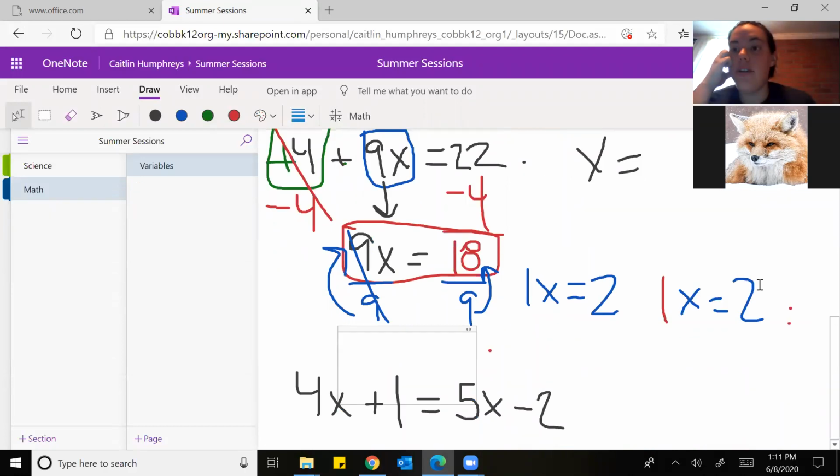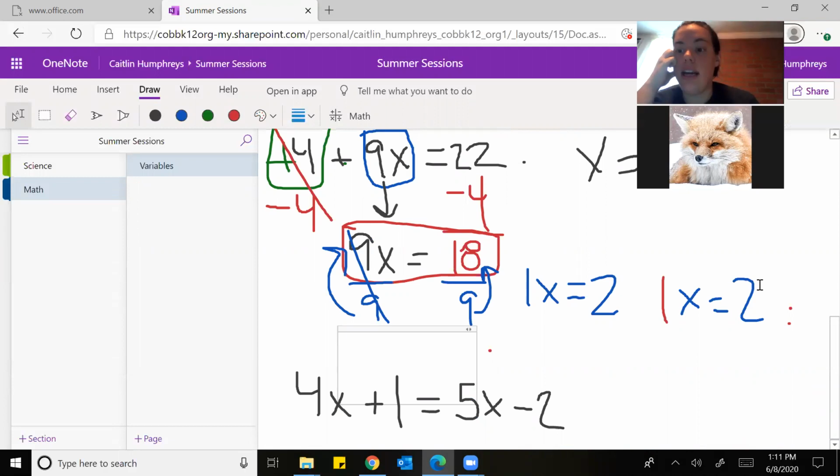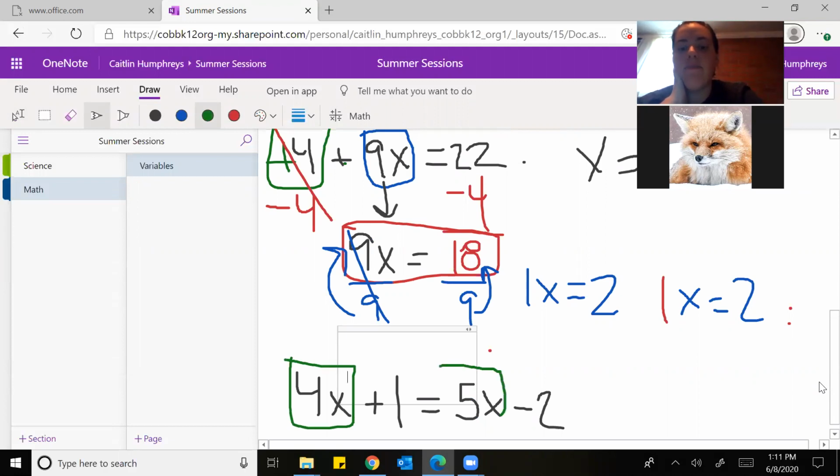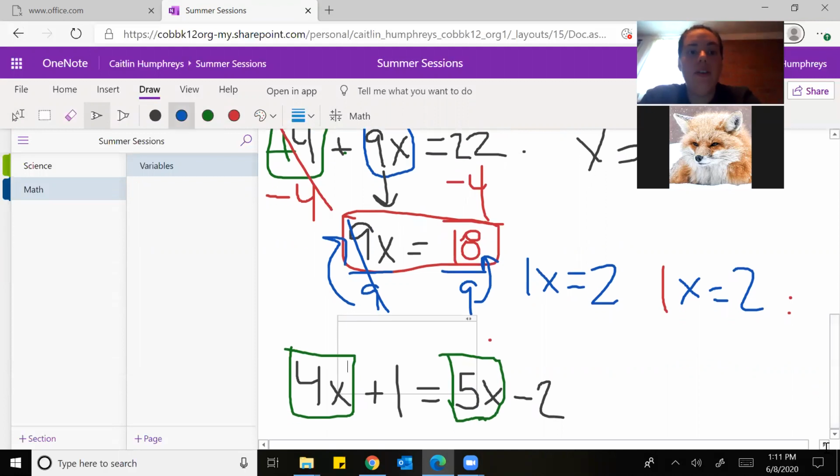So the first thing I'm going to do is highlight the variables that are the same. You know I love me some colors, so I'm going to take my green, and I see my 4x, and I see my 5x. Now, I also notice there are no symbols in front of those, which means they have to both be positive. Then my other like terms are 1 and negative 2.